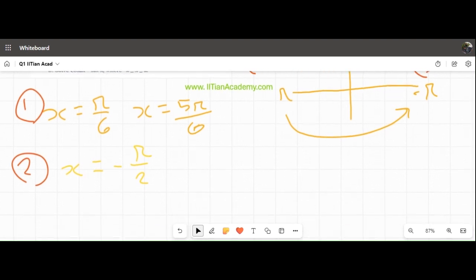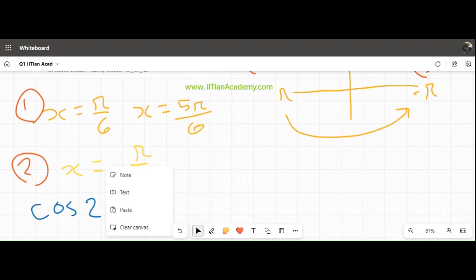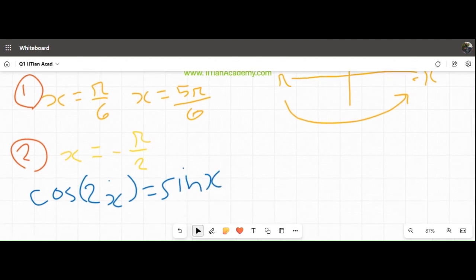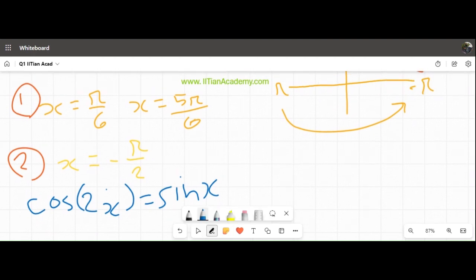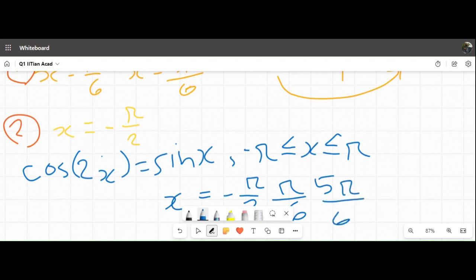So we can say that cos 2x is equal to sine x, given the range negative pi less than or equal to x less than or equal to pi, and that this is true when x is negative pi over 2, pi over 6, and 5 pi over 6.